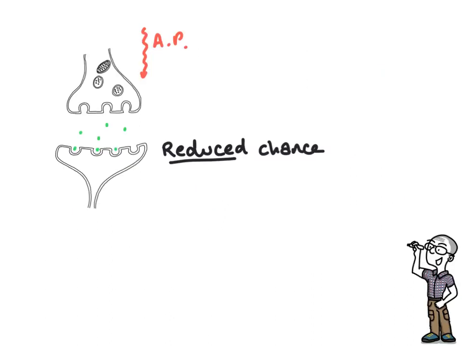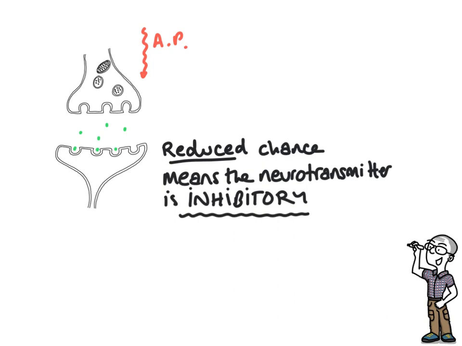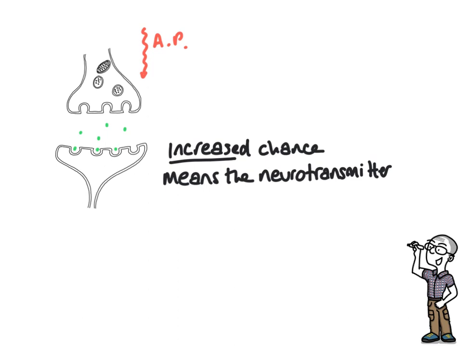If the neurotransmitter reduces the chance of an action potential in the postsynaptic neuron, then we call this an inhibitory neurotransmitter. In fact, much of the activity in your brain is inhibitory, with some bits telling other bits constantly to shut up. If the neurotransmitter increases the chance of an action potential in the postsynaptic neuron, then we call this an excitatory neurotransmitter.